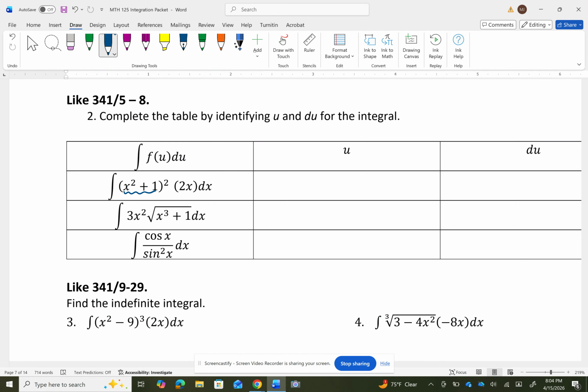Now, do you notice how that 2x right there is the derivative of x squared plus 1? That means that would be a great candidate for just using pattern recognition. We're trying to think about identifying the f of u and the du. The u, that would have been the x squared plus 1. The derivative of that would have wound up being 2x dx.